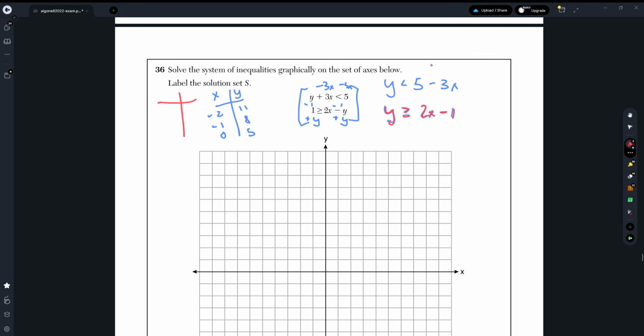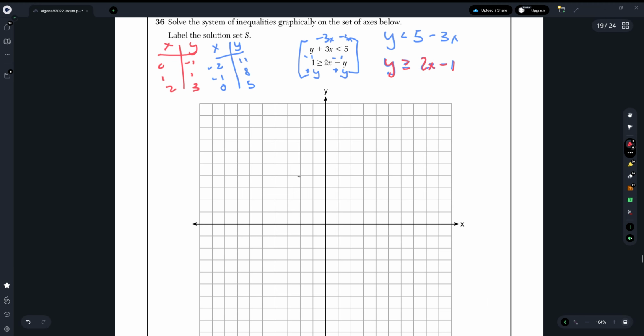I'm going to have 0, negative 1, 1, 1, 2, and 3, right? I think that's enough points for us over there. So next I'm going to plot this out, right? So here's when x is 0, y is negative 1.